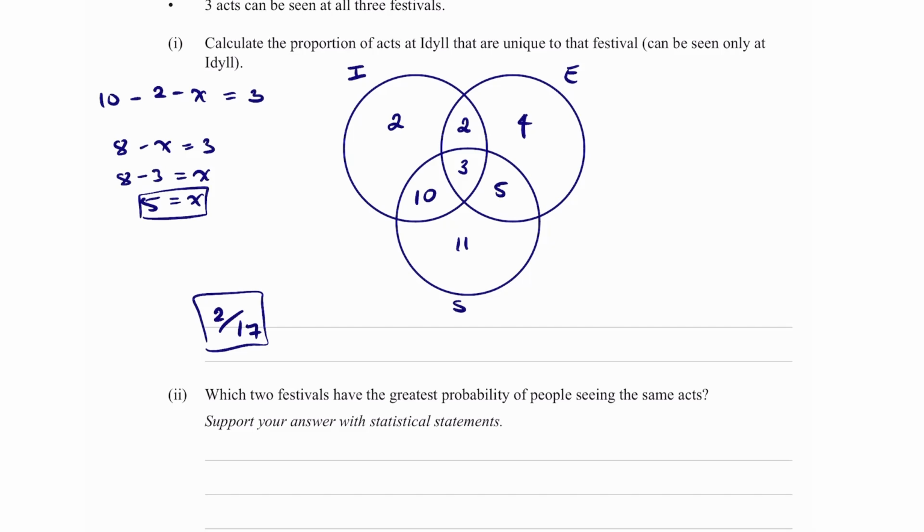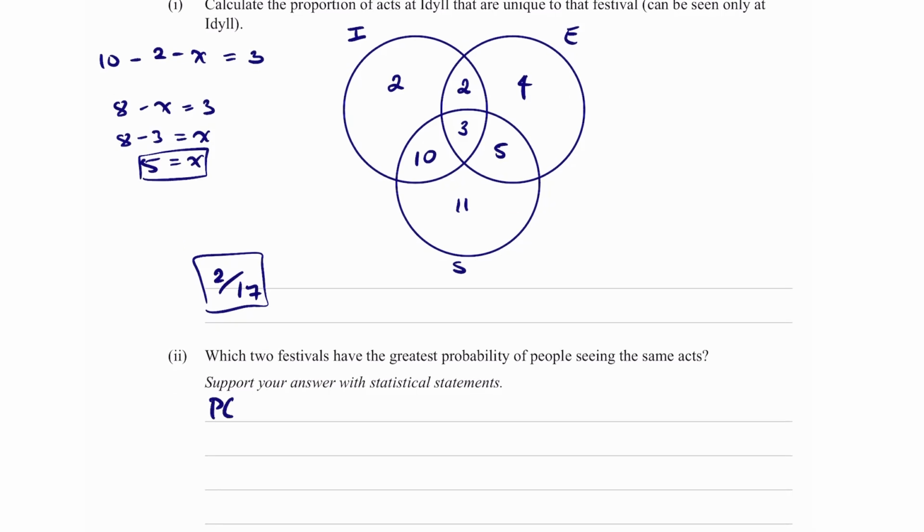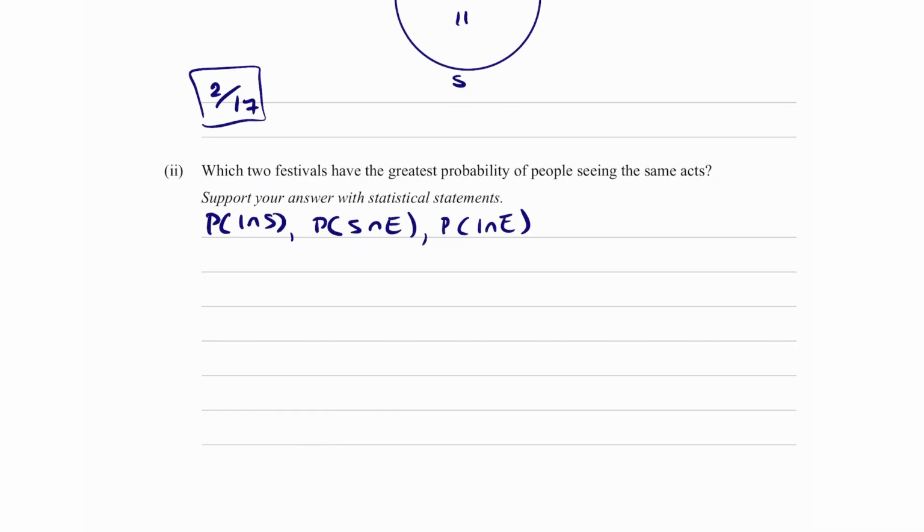All right, part B, or part 2. Which two festivals have the greatest probability of people seeing the same acts? So here we're interested in the intersection between two of the circles. So we'll look at the intersection here, we'll look at the intersection here, and we'll look at the intersection here. So how are we going to do this? We're interested in the intersection between I and S, the intersection between S and E, and the intersection between I and E. And we're going to find the greatest probability, and that will be our answer.